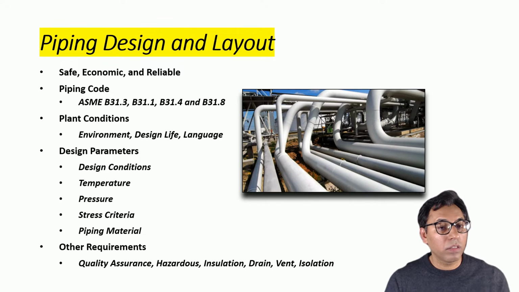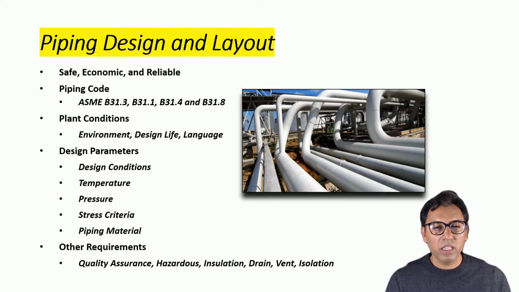There could be other piping codes like B31.1 for power piping, and for pipelines we use B31.4 or B31.8, or others, depending on which area, location, or country the piping or pipeline project is in. Then we need to think about general plant conditions like environmental conditions, plant design expected life, and what language we will use in design and drawings produced under the piping design system.